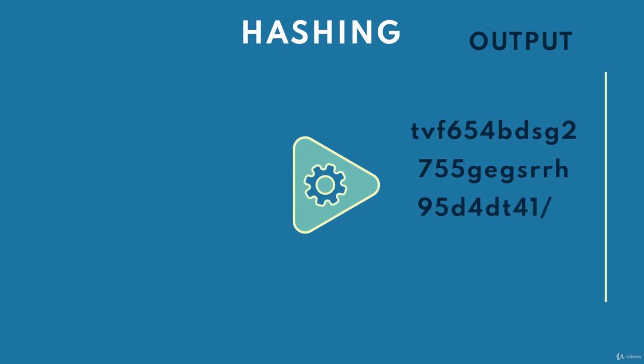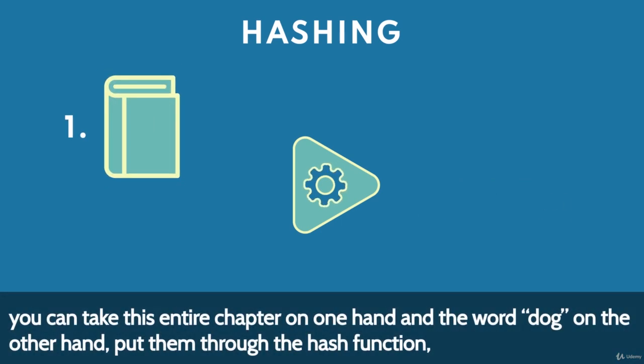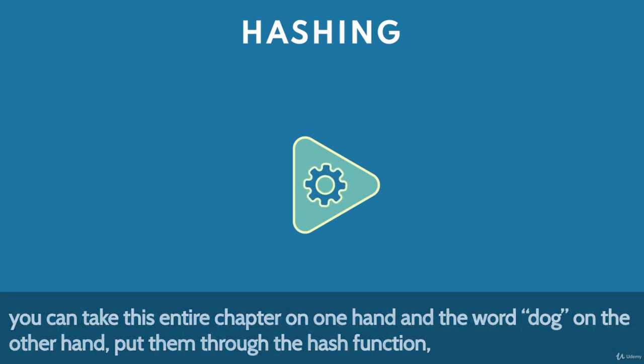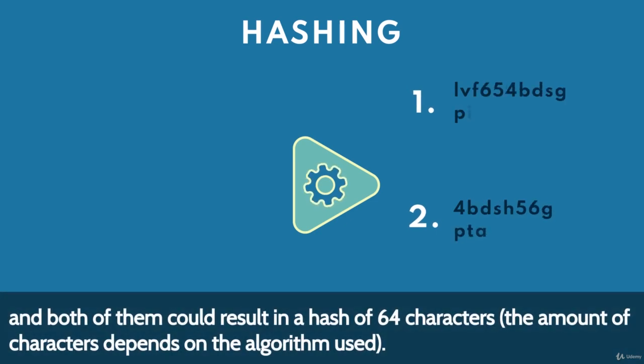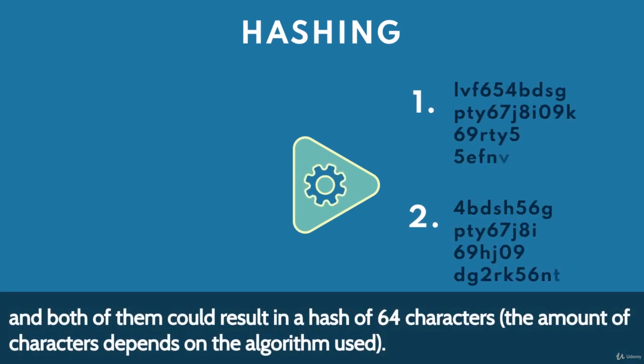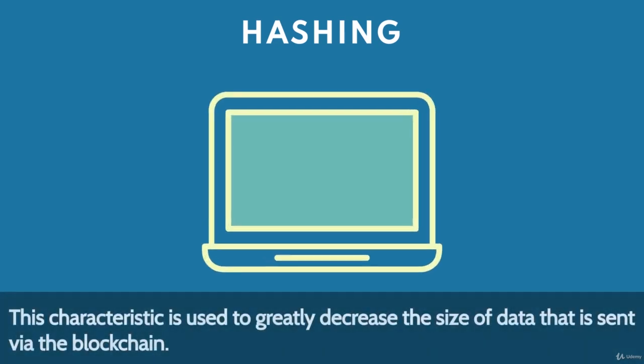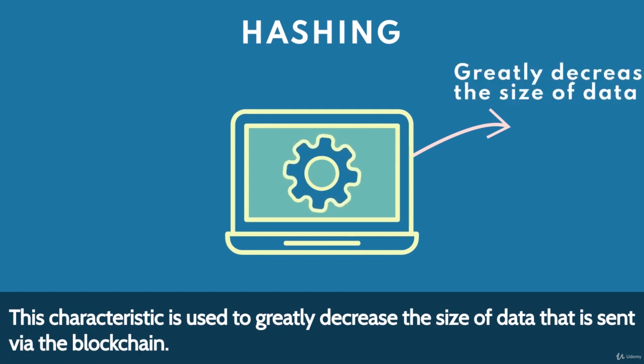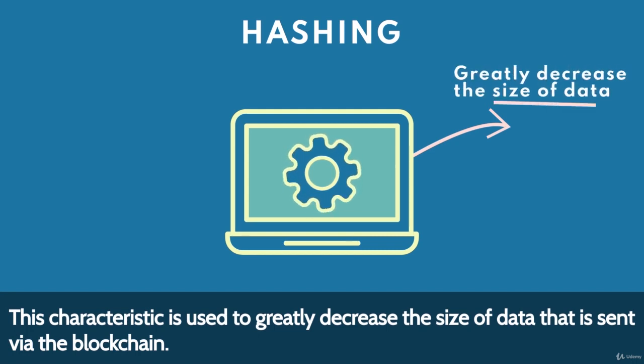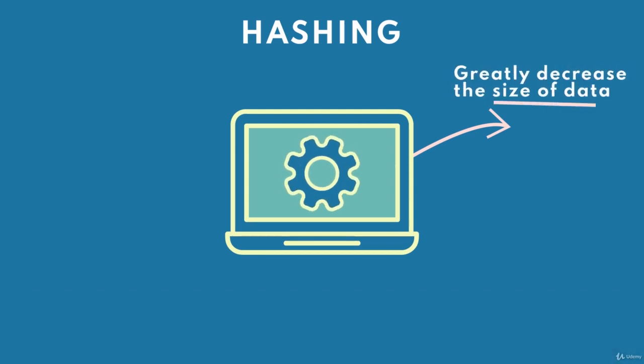For example, you can take this entire chapter on one hand and the word dog on the other, put them through the hash function, and both of them result in a hash of 64 characters. The amount of characters depends on the algorithm used. This characteristic is used to greatly decrease the size of data that is sent on the blockchain.